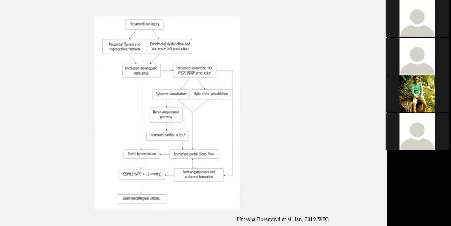This is the algorithm showing the pathogenesis of esophageal varices. The hepatocellular injury leads to portal fibrosis and endothelial dysfunction that causes increased intrahepatic resistance and the release of vascular endothelial growth factor that causes splanchnic and systemic vasodilatation that leads to increased portal blood flow and portal hypertension. If the hepatic venous pressure gradient is more than 10 millimeters of mercury, that leads to the development of gastroesophageal varices.